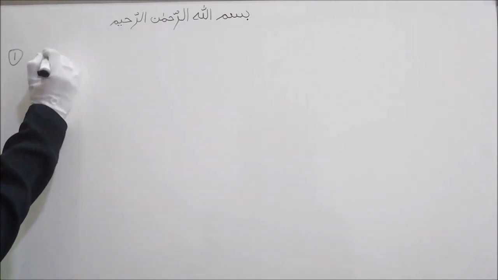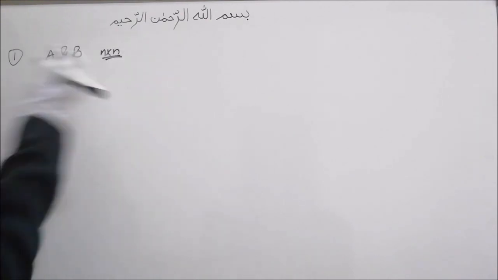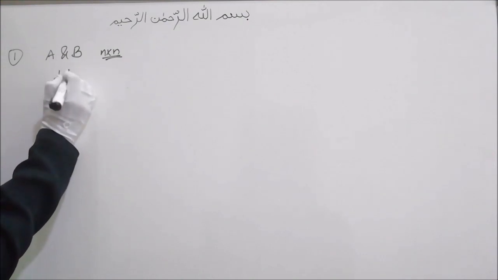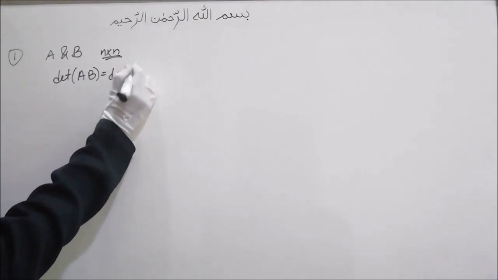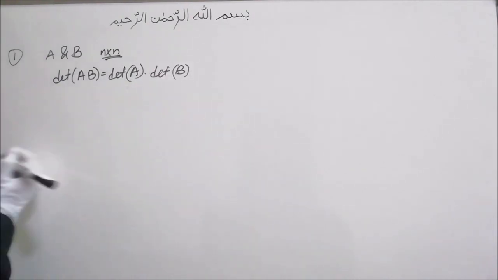If A and B are both n by n matrices, n by n meaning square matrices, then the determinant of AB is equal to the determinant of A times the determinant of B.